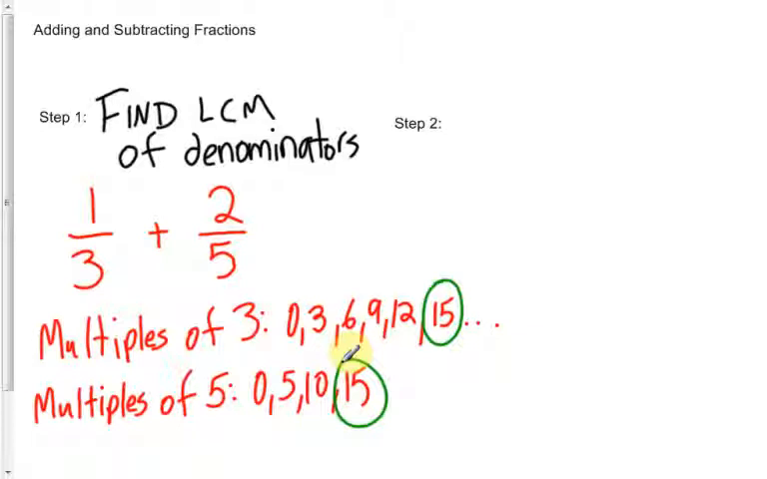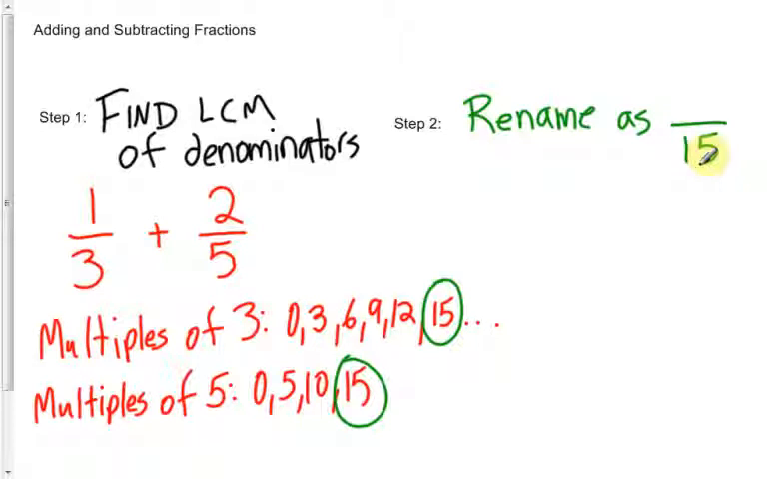Okay? So once we found out that they're both 15ths, now of course we have to rename these fractions into 15ths. Sometimes it's called creating equivalent fractions. I prefer to call it renaming them. Right, so we're going to rename them as 15ths without changing their value. We're just changing their identity, right?